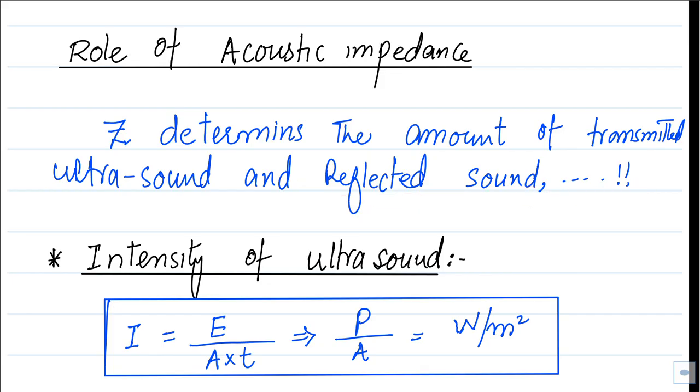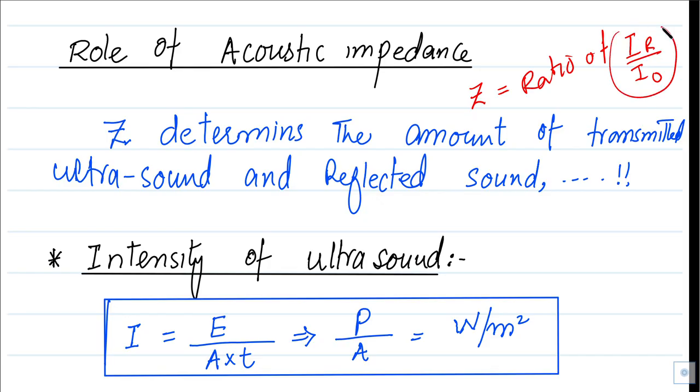So I would simply say that Z is the ratio of I reflected to the I transmitted, or you can say I reflected to the I incident, right?